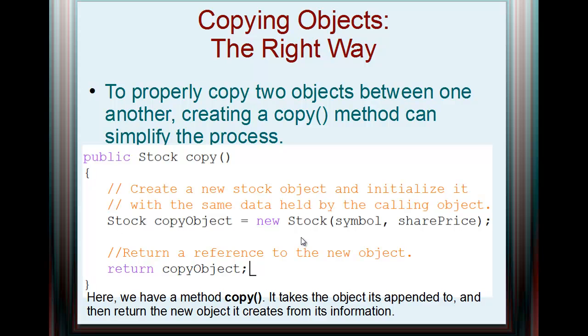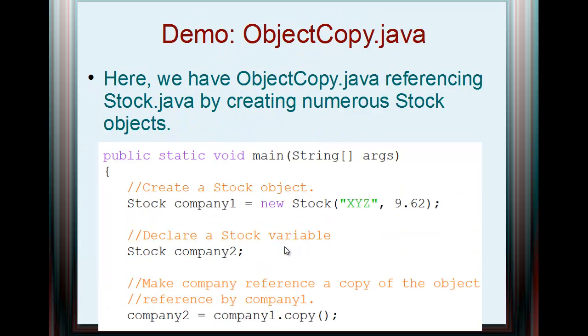Now, here's how you copy objects the right way. To properly copy objects between one another, creating a copy method can simplify the process. Here's an example of a copy method we're going to be making. It takes the object it's appended to and then returns the new object it creates from its information. I explain this in detail as I'm making it.